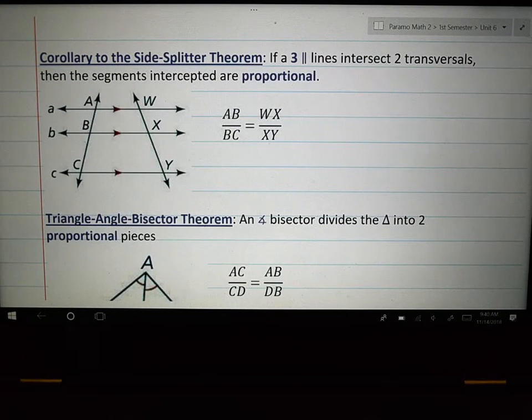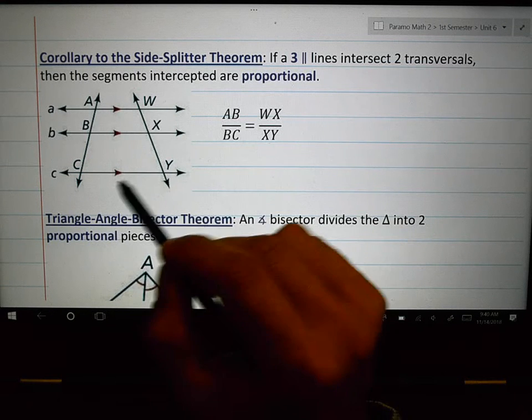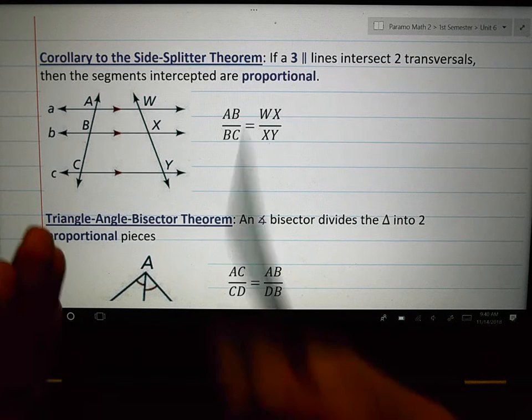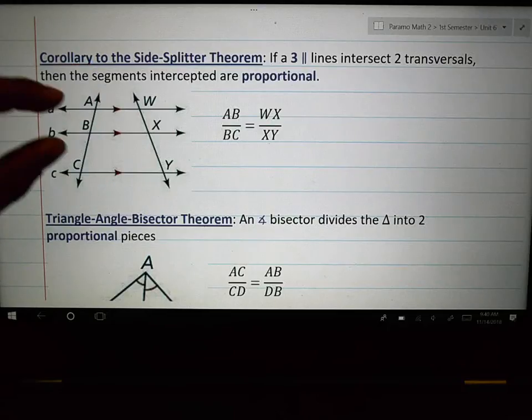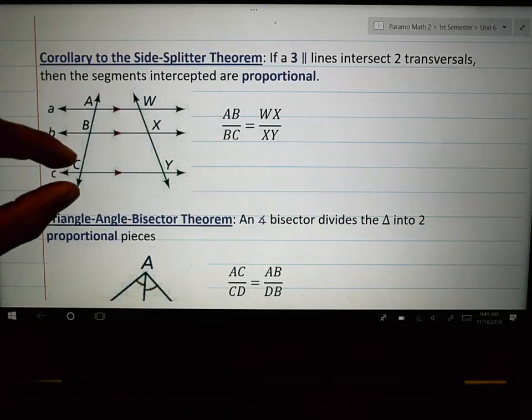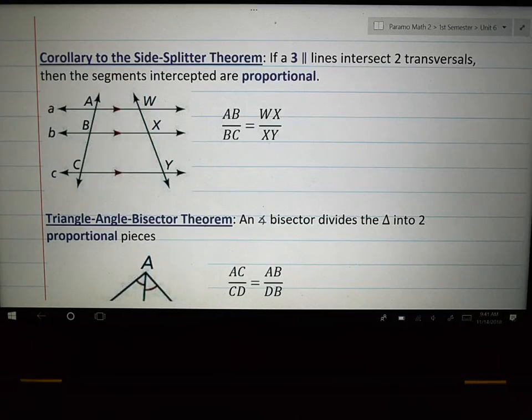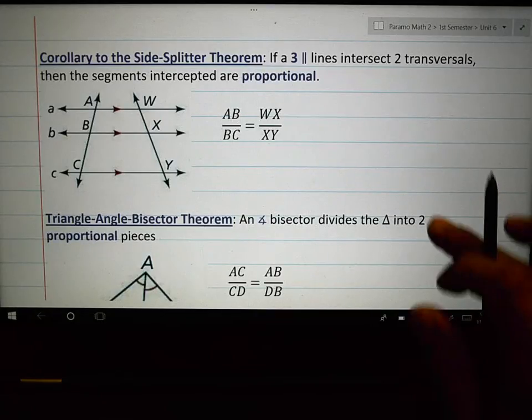The corollary to it is what if it's not a triangle? What if it's a bunch of parallel lines and you have a transversal and another transversal? Well, if they're parallel, they will be in proportion to each other. AB over BC will equal WX over XY. They will be in proportion to each other. They will be able to simplify.